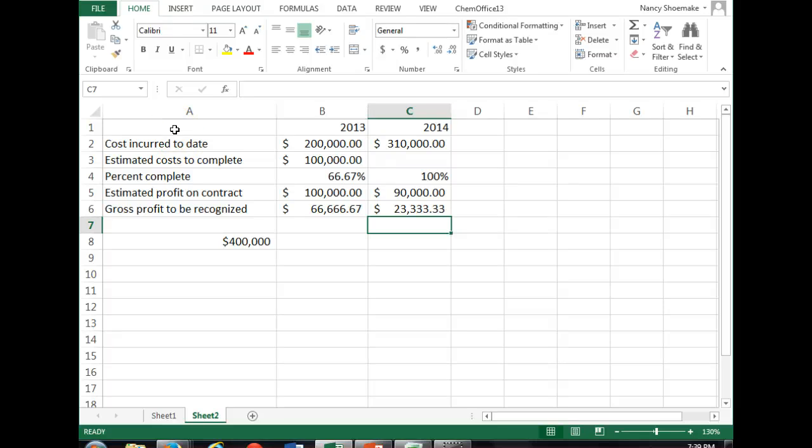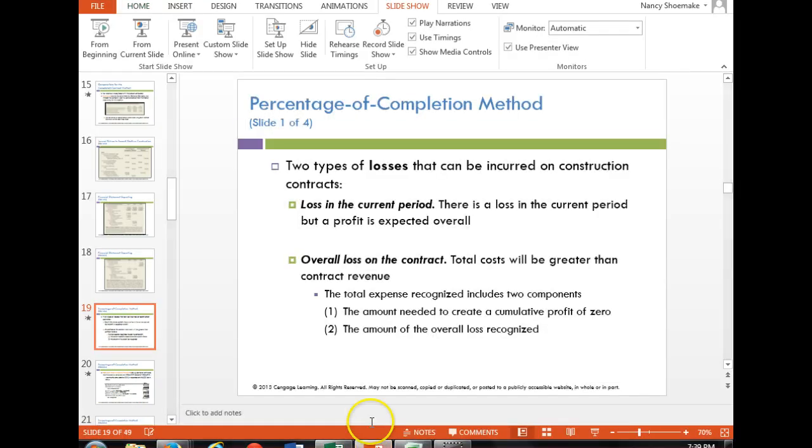What was the next problem, guys, we were looking at? 17.9? Let me just see which one that was real quick. Okay, let's go back to the PowerPoint, okay?